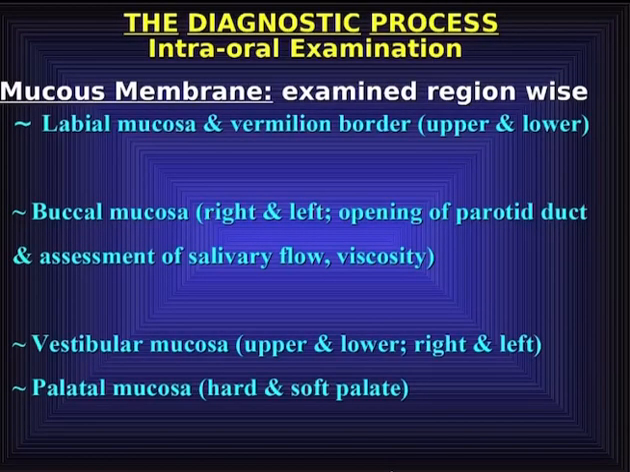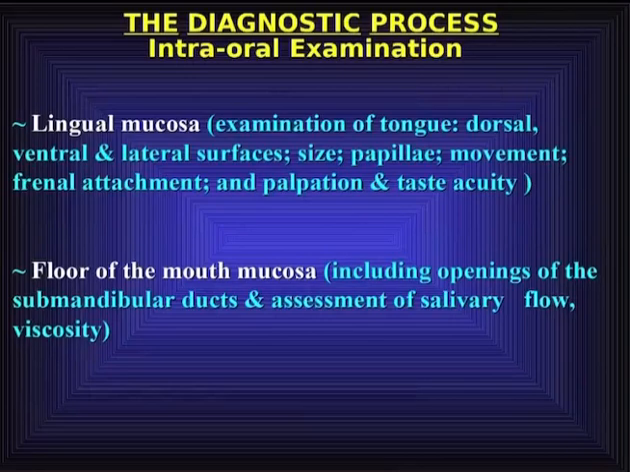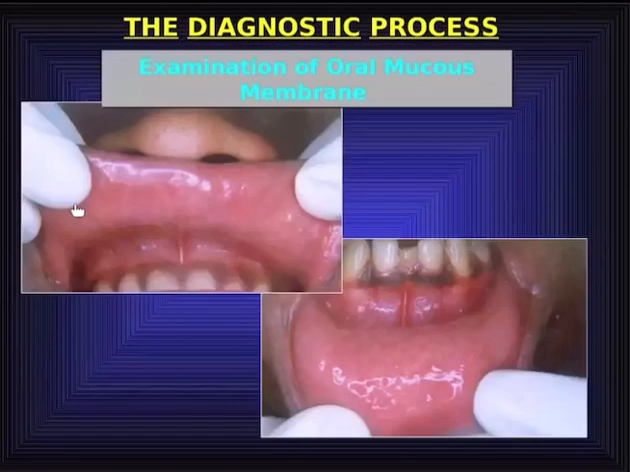Coming to the step-by-step examination of soft tissues, that is the mucous membrane, I'll show you the pictures here. You can see this is how we examine. This is for the upper labial mucosa. With your gloved hands, just retract the upper lip, and then you can clearly see the upper lip mucosa inside, and here is the labial frenum, and this is the vestibule which is pointing. So everything is clear here.